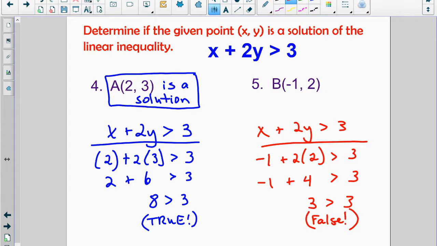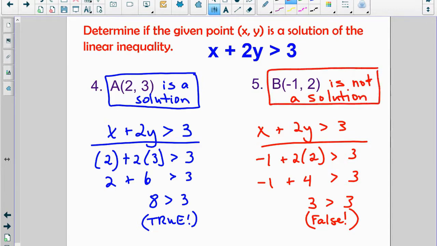Now, because it's false, we can say that negative 1 comma 2 is not a solution. If we were looking at the graph of this inequality, that means that that ordered pair, point B, would be on the side of the boundary line that's not shaded, because that's where all of the other non-solutions are.